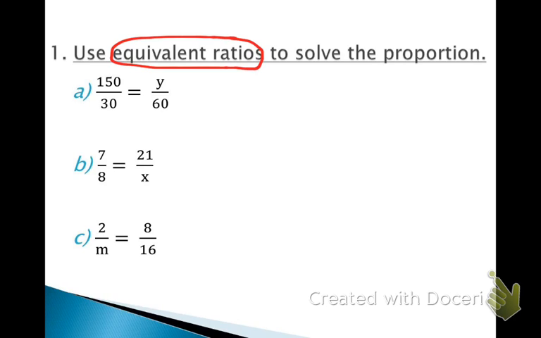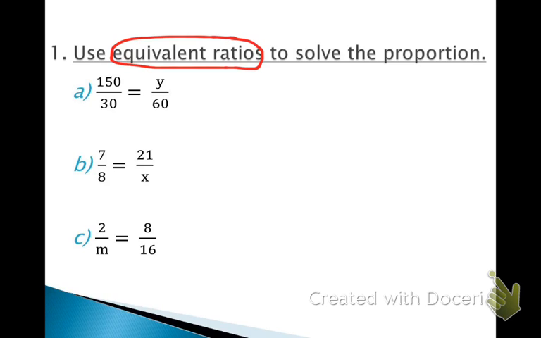The first thing you want to do is look to see which fraction you know both the numerator and the denominator. Do I know what both the numerator and the denominator are in this one? Yes. Do I know what they are in this one? No. So the first one, I know both the numerator and the denominator. So we're trying to figure out what y equals. I've got to figure out how to get from 150 to a y. The way that I can do that is by looking at the denominator. The denominator, I have a 30 and I have a 60.